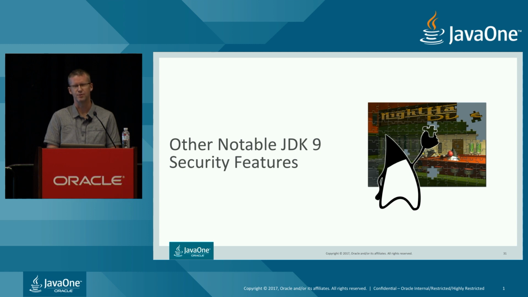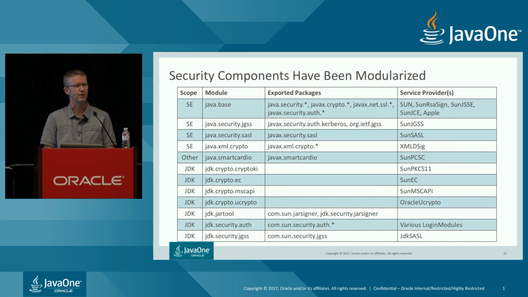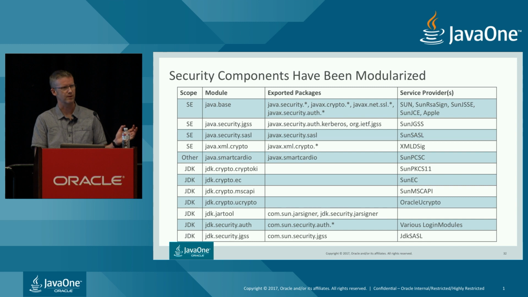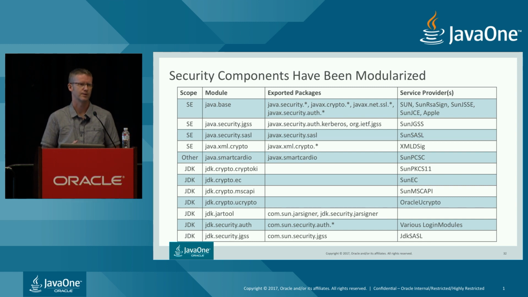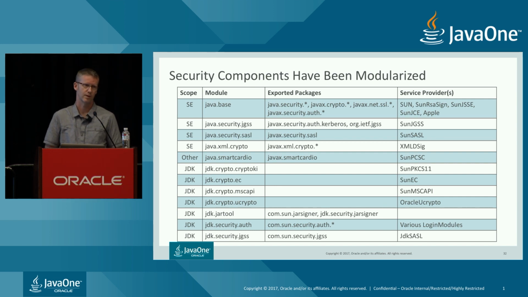Okay, so I couldn't do a JDK 9 talk without talking a little bit about the module system in Jigsaw. You can't do it. So I have a couple of slides on some of the security features that brings. So first, all of our security components that I talked about earlier on that big slide have been modularized. These are a list of all the modules and the packages that they export and the service providers that each one of them contain.